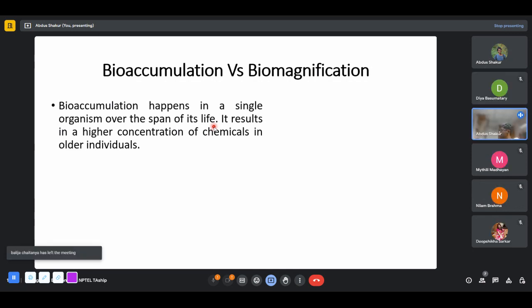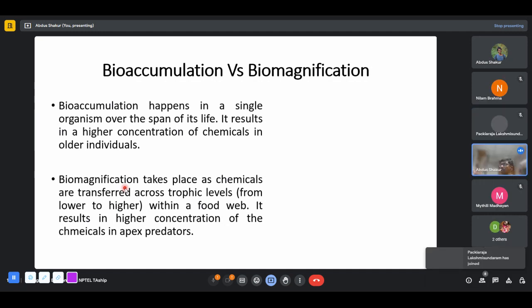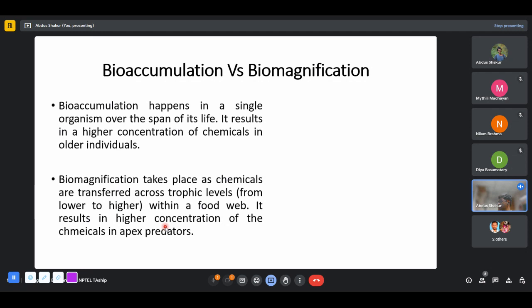So what does it result in? It results in higher concentration of chemicals in older individuals compared to younger individuals. Simultaneously, biomagnification is also possible with a lot of these elements. Biomagnification happens when the chemicals are transferred across the trophic levels, and as they are transferred, there is a simultaneous increase in concentration of the chemical across the trophic levels within the food web. So this results in higher concentration of chemicals in apex predators.